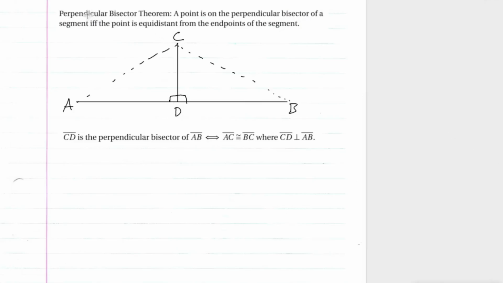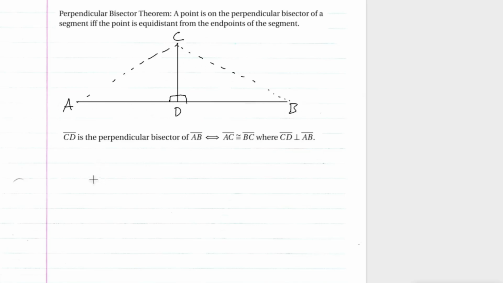All right, so we're going to prove the perpendicular bisector theorem, which states that a point is on the perpendicular bisector of a segment if and only if the point is equidistant from the endpoints of the segment. So in other words, we have this diagram here. We know that CD is the perpendicular bisector of AB if and only if AC is congruent to BC, where CD is perpendicular to AB.